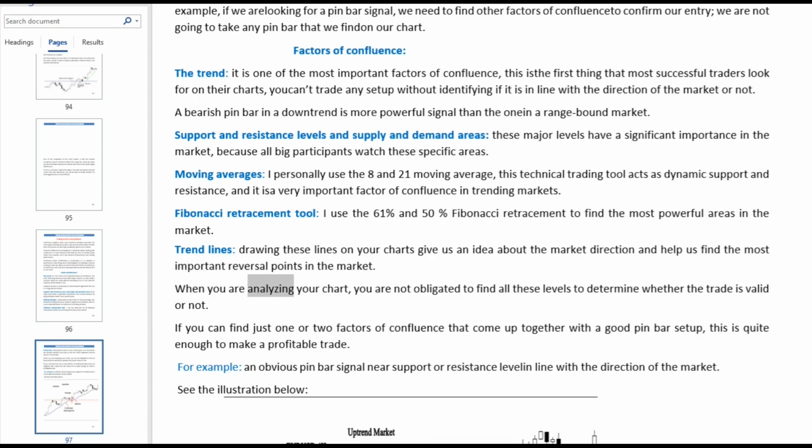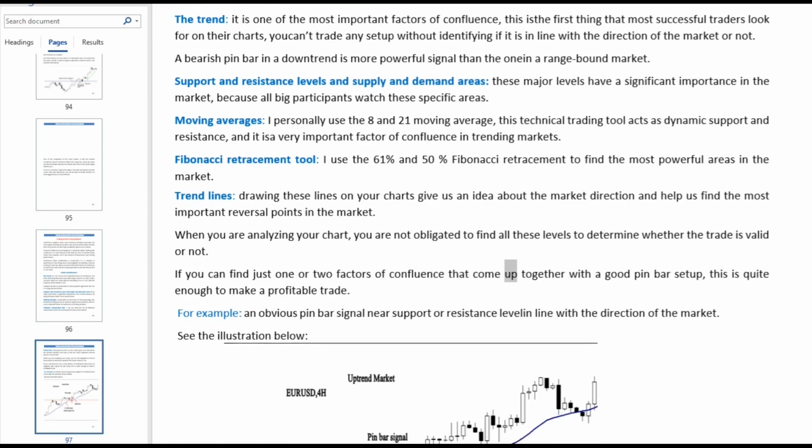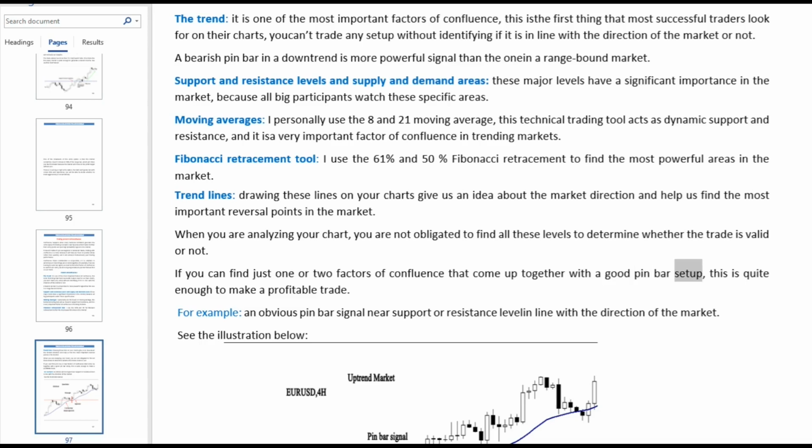When you are analyzing your chart, you are not obligated to find all these levels to determine whether the trade is valid or not. If you can find just one or two factors of confluence that come up together with a good pin bar setup, this is quite enough to make a profitable trade.